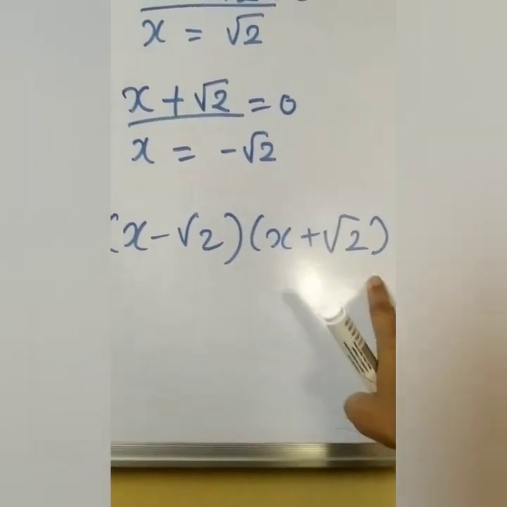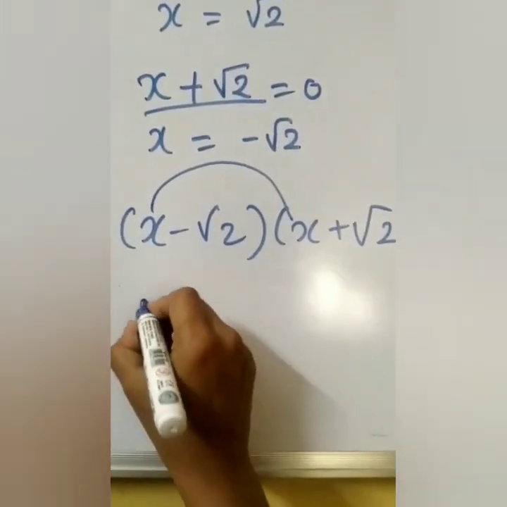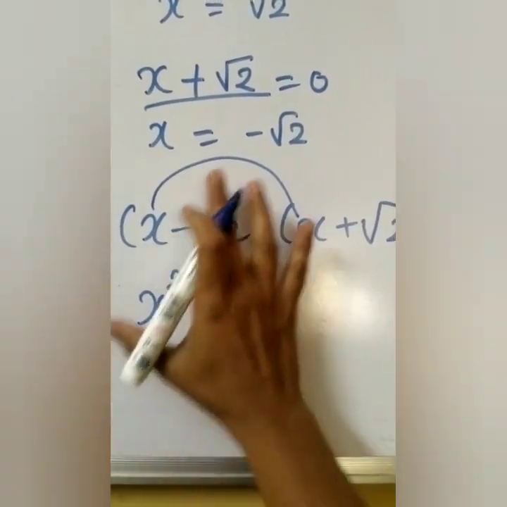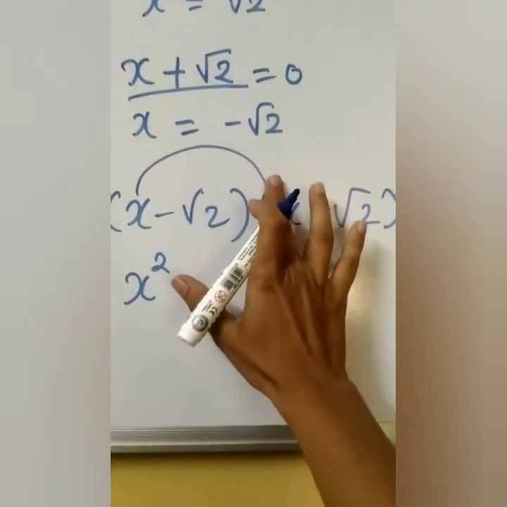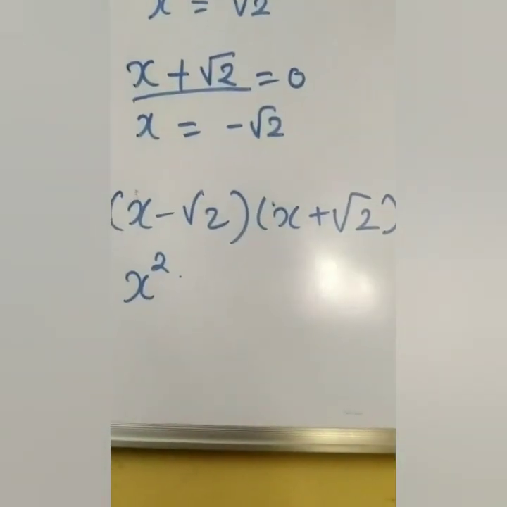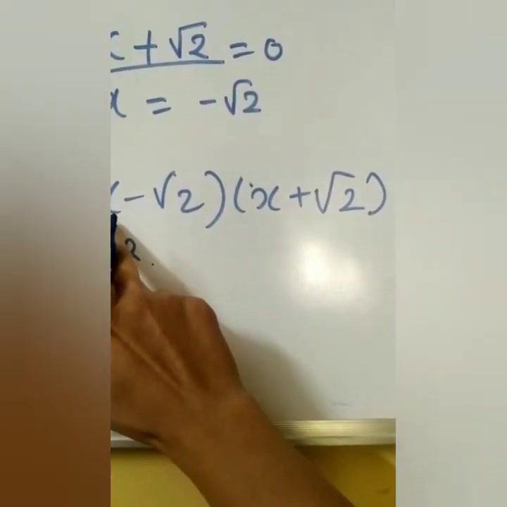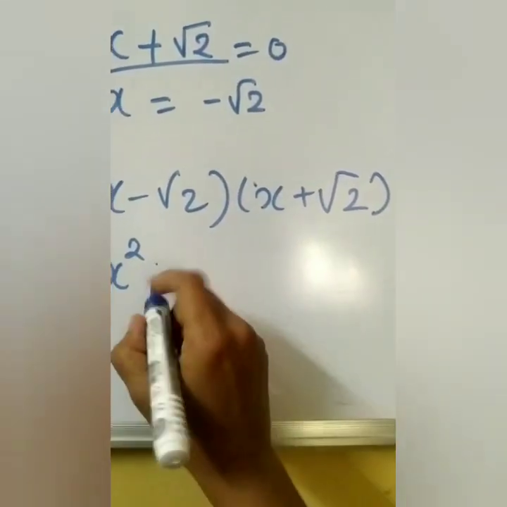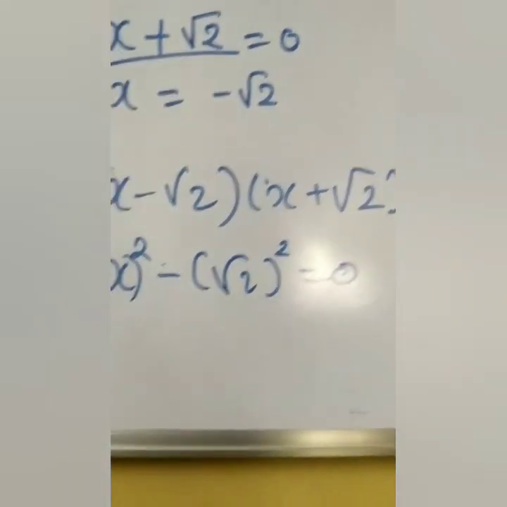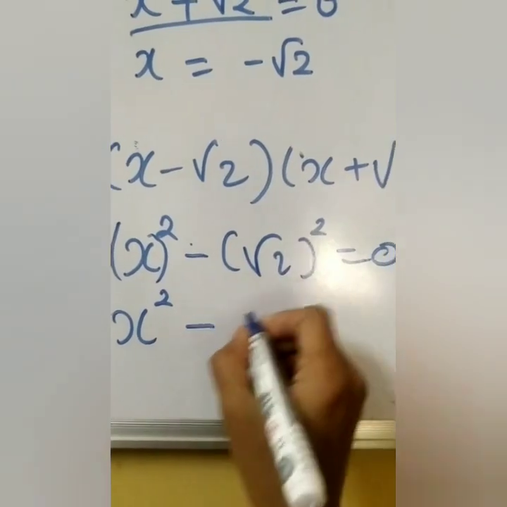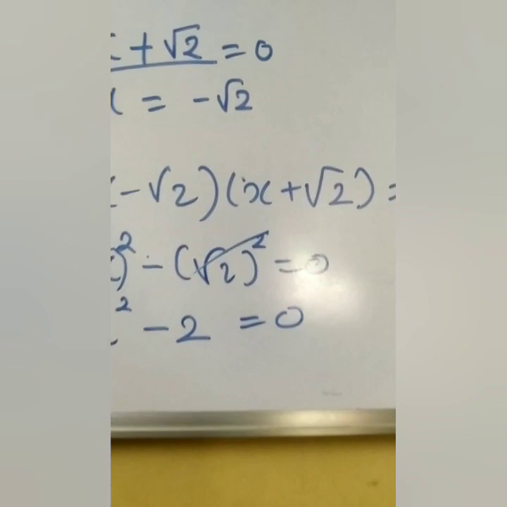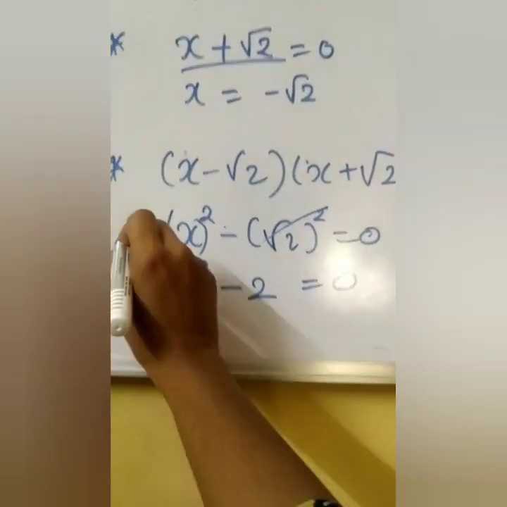Then we have to simplify this. When we multiply this, it will become x square. Simply we can use the identity a plus b and a minus b. We will apply that identity: a minus b times a plus b becomes a square minus b square, which is equal to 0. So here it will become x square; the root and the square will cancel out and it will become 2, equal to 0. So here we got our g of x.